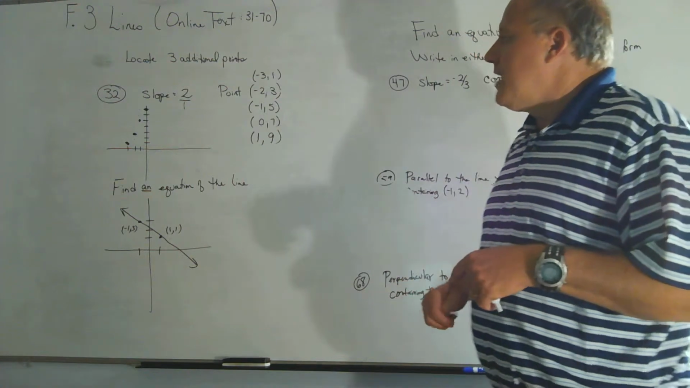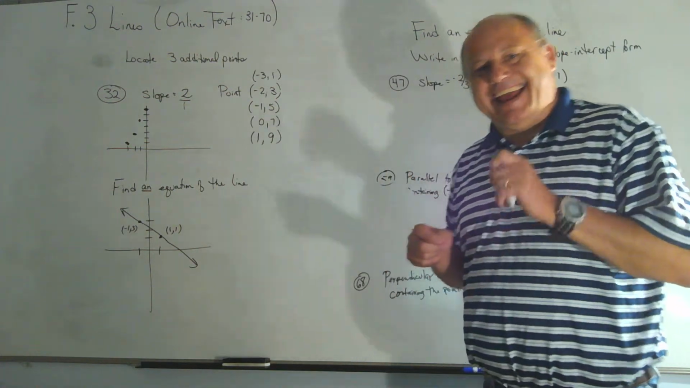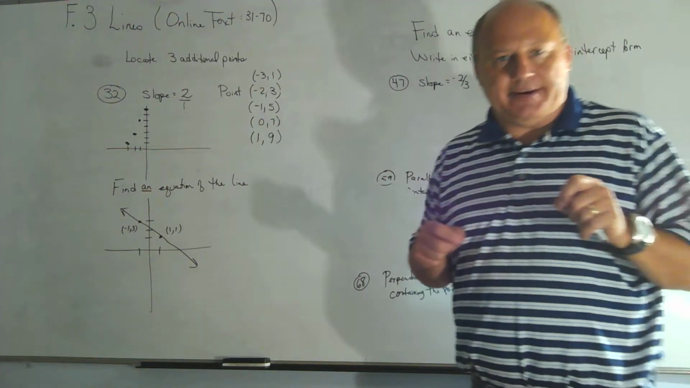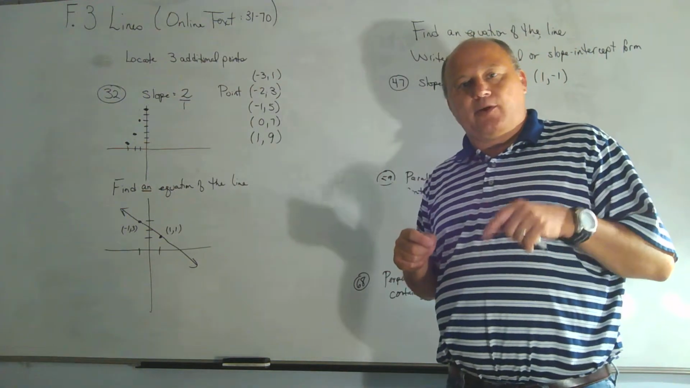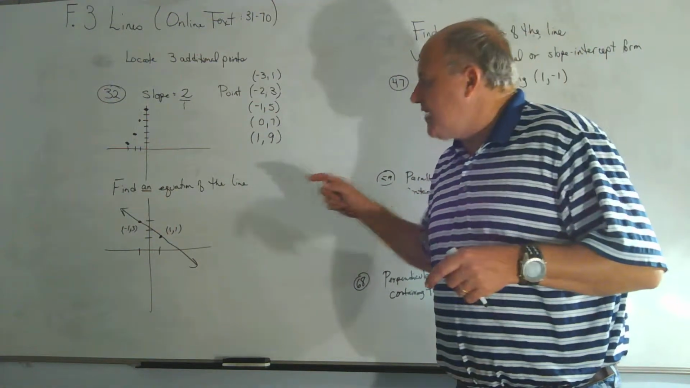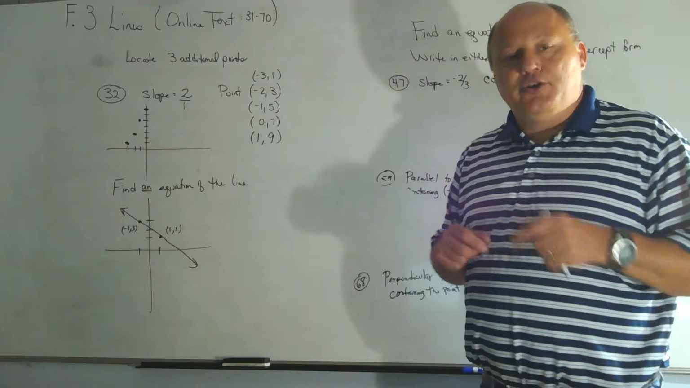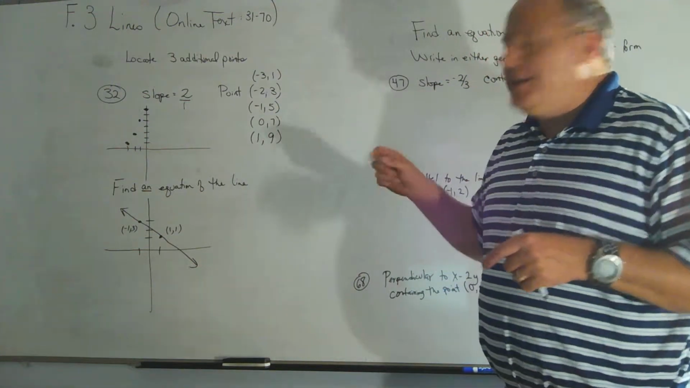So now the next one is find an equation of a line. Now notice it said an equation. That means they're not going to be picky here. You can do it in general form, point slope form, or slope intercept form. It says find an equation of a line. They're not going to be picky about it. So what I need to do is find the slope.